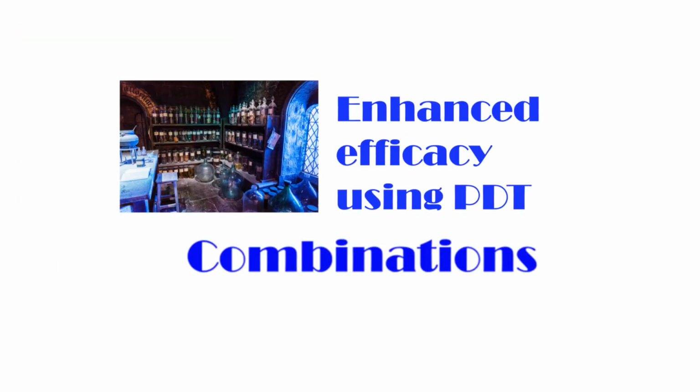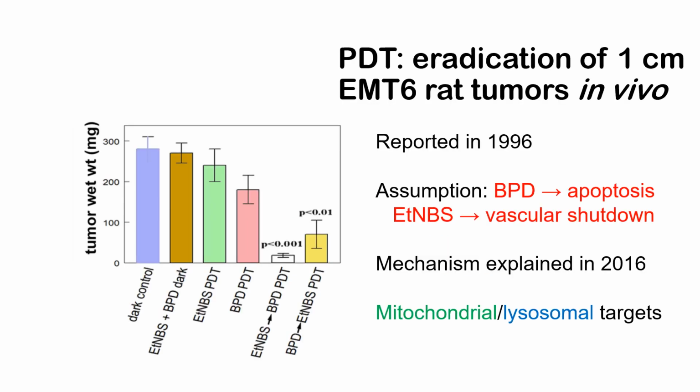At this point, we'll turn to a discussion of effects of altering the targets of photodynamic therapy using a combination of two different photosensitizing agents. In 1996, it was reported that a combination of two photosensitizers could eradicate large tumors in rats. Up until then, it had been reported that the penetration of light into tissues limited photokilling to a depth of no more than 5 millimeters.